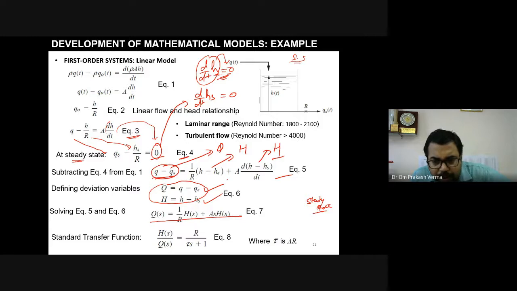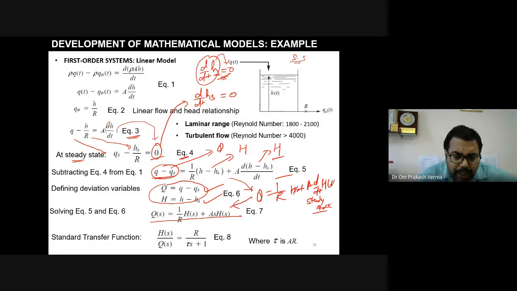So the equation becomes Q is equal to 1 by R H plus A d by dt of H. Now just take the Laplace transform of this equation. So what will it give? It will give Q is equal to 1 by R H, plus, since it's the first derivative, A into S H, putting initial condition 0.